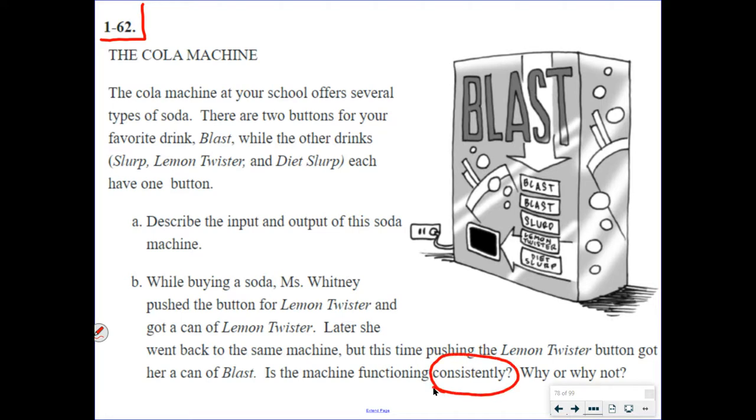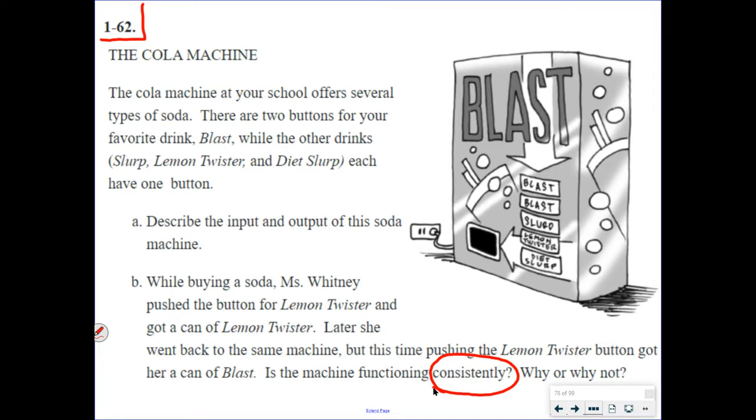Why or why not? So I want you to please think about it, and I know this sounds a little obvious, and that this problem is a little weird like that, but think about it. What do you think? Is a machine functioning consistently? So pause the video. When you've written something down, unpause it, and we'll check.